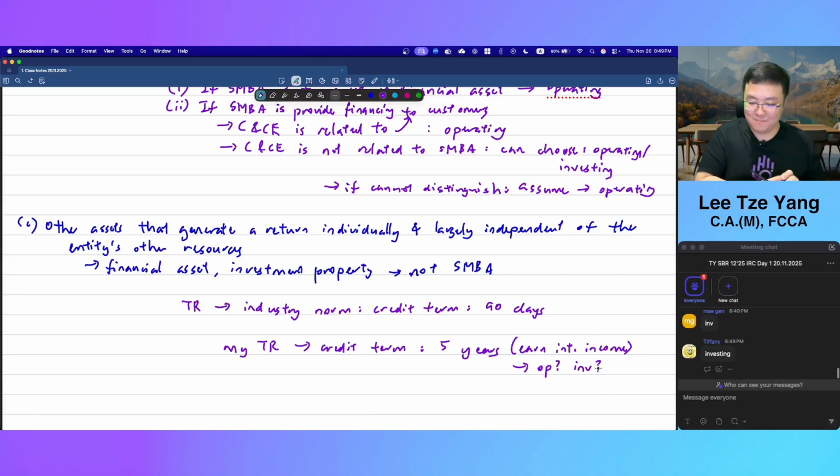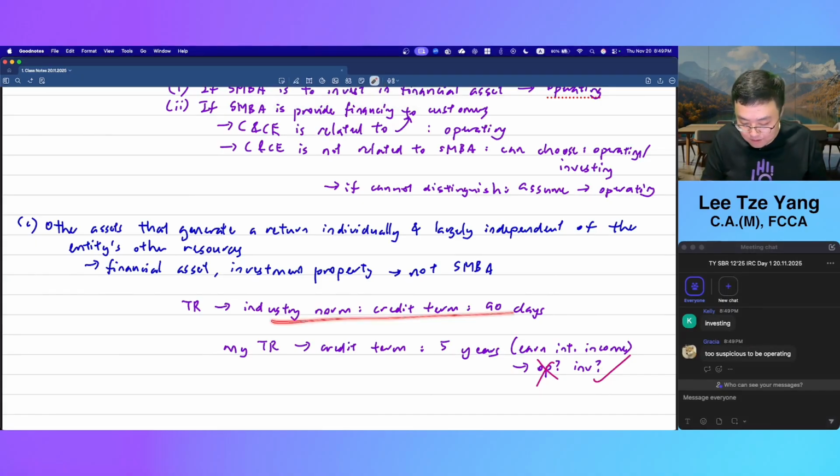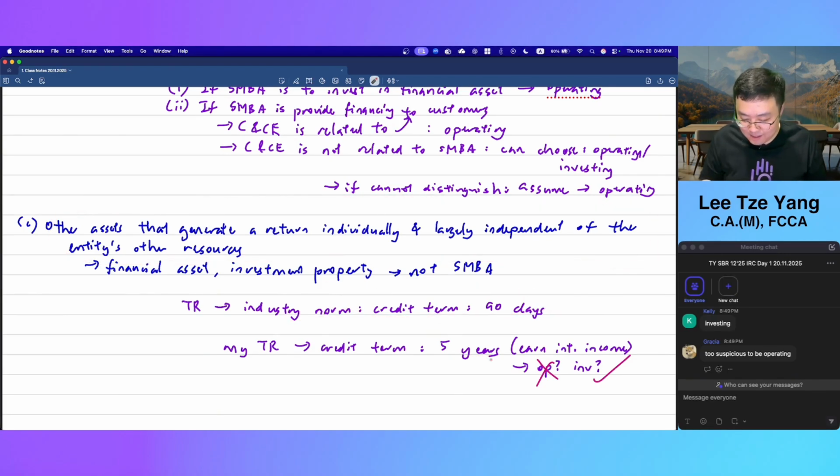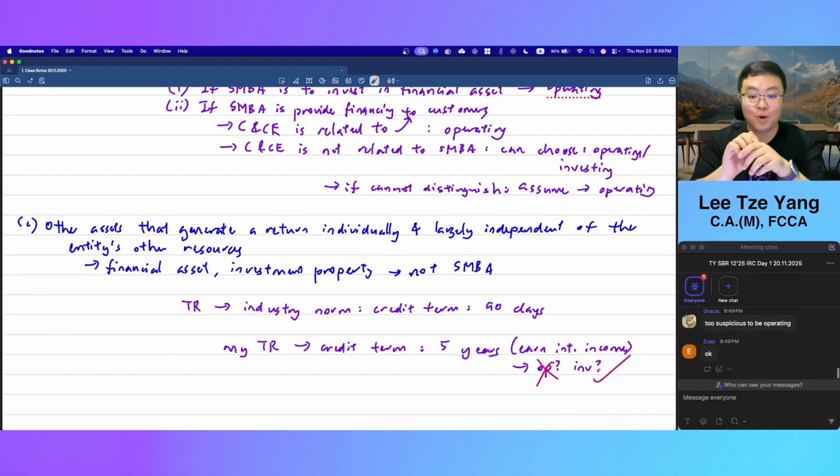Okay, everyone, I think most of you got it right. It's investing, not operating. Because you see, normally 90 days, but 5 years, I think it is like this. You are earning the interest income very independent from your other sales. So very likely it fulfills this one. So should be investing. Okay, everyone, can understand? That's the general idea. You need to know.